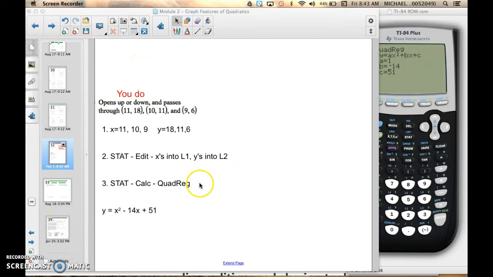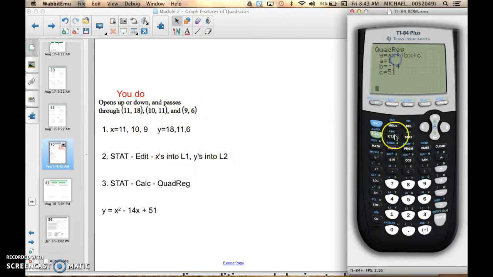At this point, you should have paused the video and tried this problem on your own. The first step, I identified the x's and the y's from my coordinate points to give me the 3 points. Then I hit stat edit and put the x's into L1, the y's into L2, so that's what I did over here, L1 and L2. And then after I was done inputting, I hit stat calc and then quad regression. So stat over to calc and then the 5th option. Hit enter on quadratic regression and it gives me my equation.